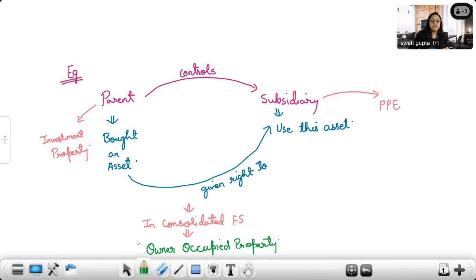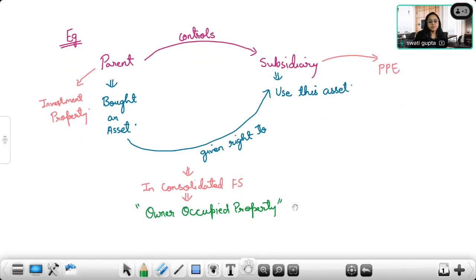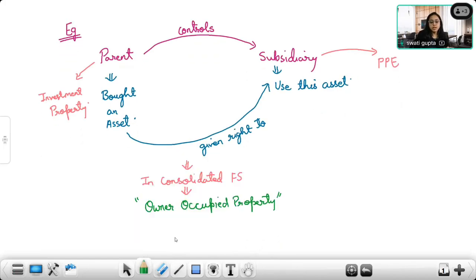Okay, this will be treated as owner occupied property because it is owned by the group. The group owns it. Therefore, it is known as owner occupied property. Anybody, any doubt regarding understanding what is owner occupied property?